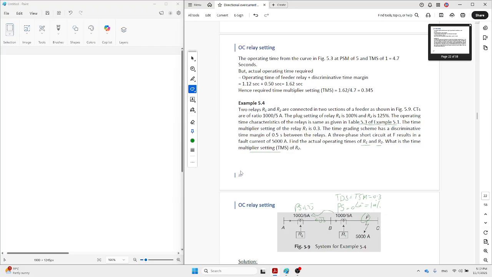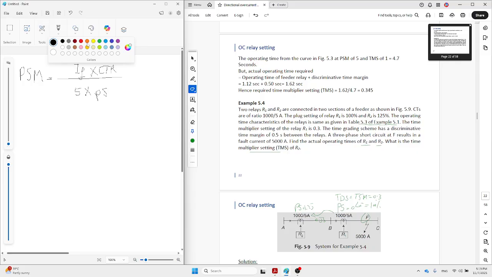Step 1 for answering such a question, as I mentioned in the class for the previous example, in the same way: step 1, we have to calculate the PSM, the plug setting multiplier. It comes as I_F times CTR, the CT ratio, over, if you can remember, I mentioned always 5 times PS. So how can I decipher this 5 PS and why do we choose 5? I can explain it here.